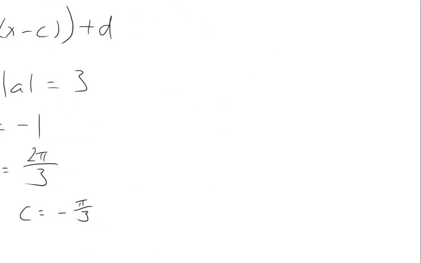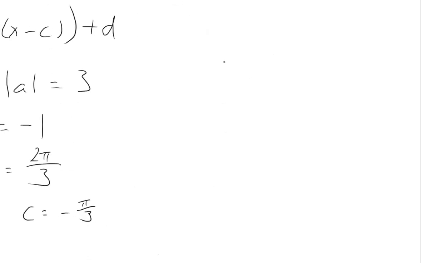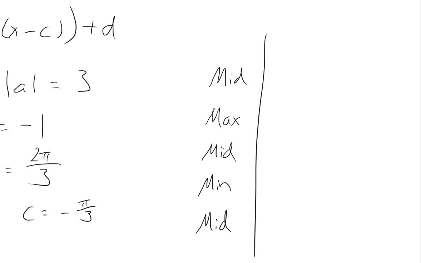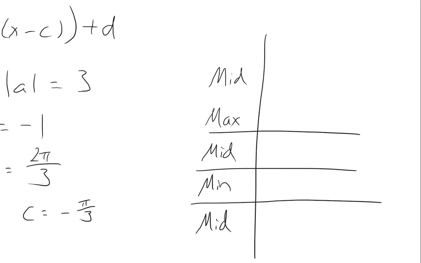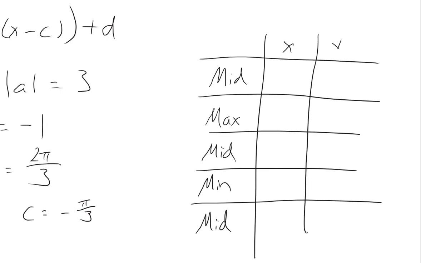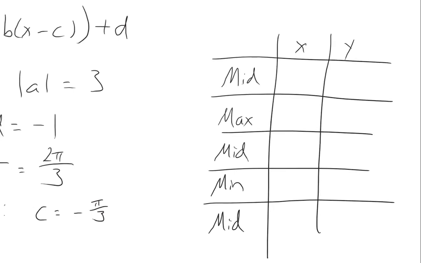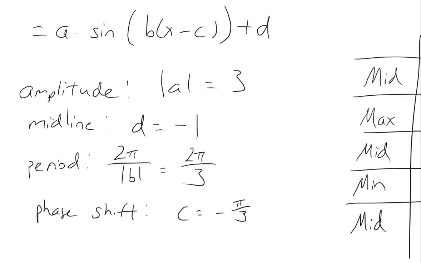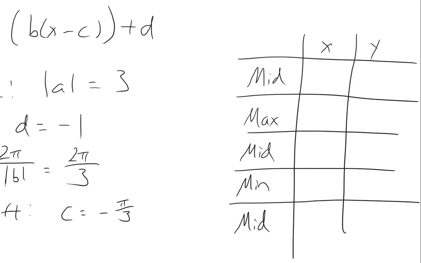Additionally, we have to remember the pattern for sine. It starts at the mid, goes up to the max, goes back to the mid, goes to the min, and back up to the mid. We need our x coordinate, we need our y coordinate. Let's do the easy part first, the y value. So the mid is -1. Wherever there's a mid, put a -1.